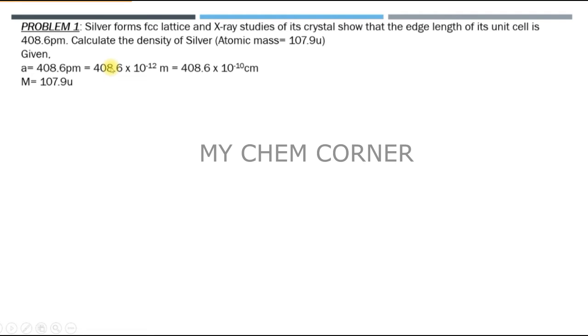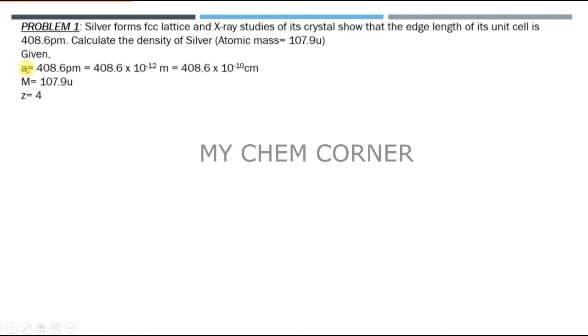Now the next value that is not given but should be understood is in the first sentence here. Silver forms FCC lattice. Now the minute you know that this particular crystal is of an FCC lattice, the number of atoms per unit cell for an FCC is 4. Therefore, Z is equal to 4.